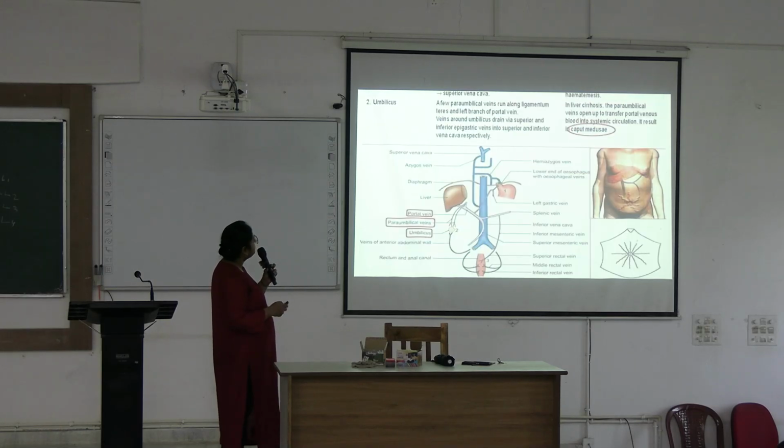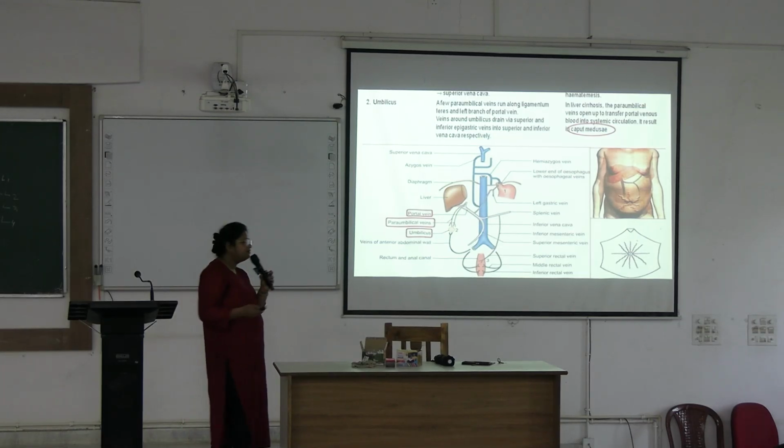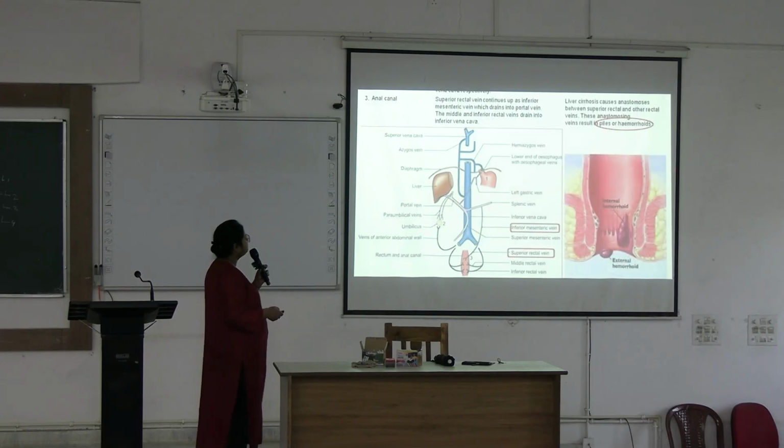Okay. Next, umbilicus. Around the umbilicus, here portal vein, right branch of portal vein, paraumbilical vein is portal system, and these are the systemic veins, veins of anterior abdominal wall, superficial epigastric, superior and inferior epigastric veins. There will be caput medusa.